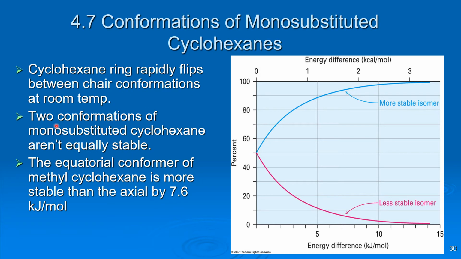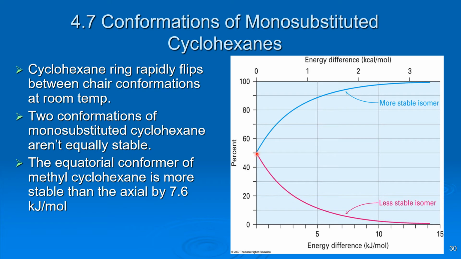So if you have a monosubstituted cyclohexane, the 2 ring flips are not equivalent. It turns out that if something is in the axial position, it's higher energy than if it's in the equatorial position. So let me say that again. If something's in the axial position, it's at a higher energy than something in the equatorial position, and I'll show you why on another slide. If it happens to be a methyl group that's attached, that difference is 7.6 kilojoules. Not that you need to remember the numbers or anything.